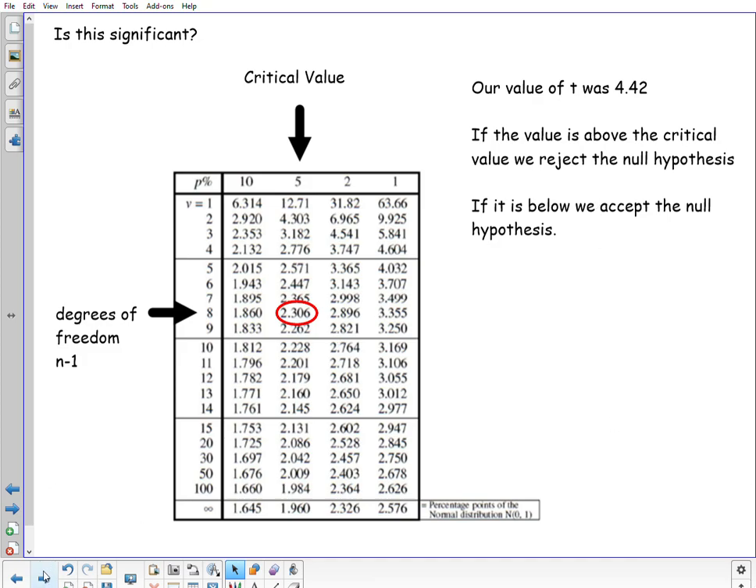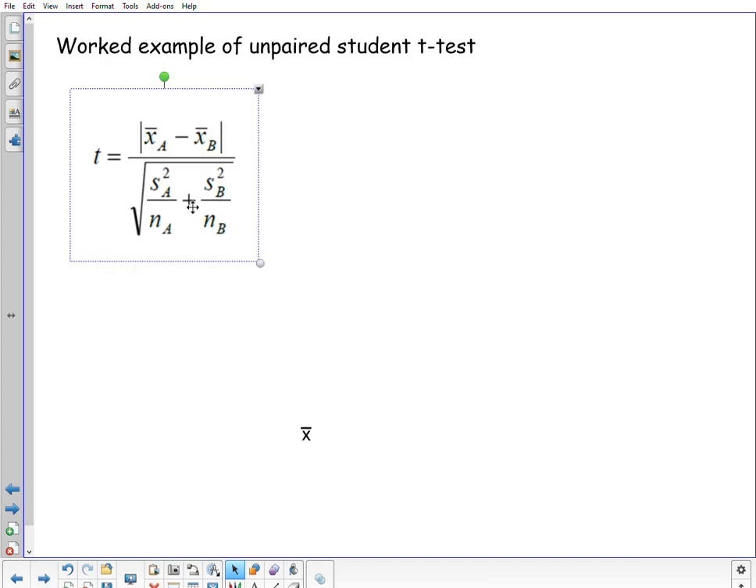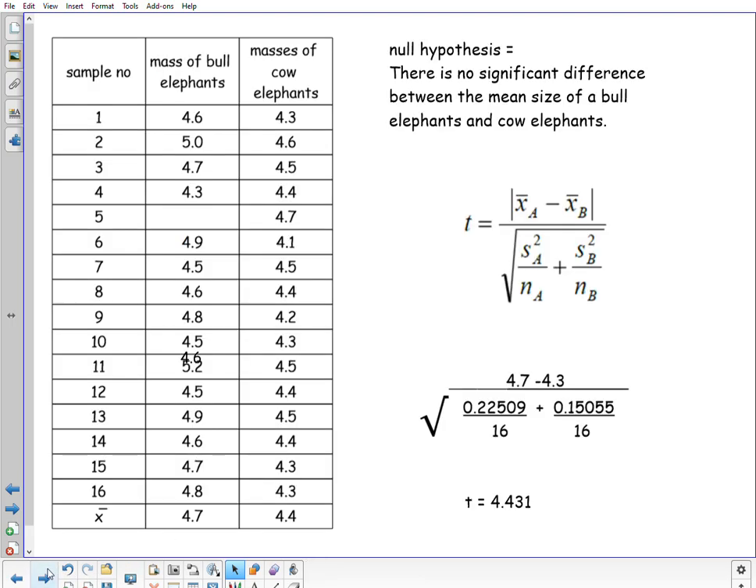Moving on, we then have the unpaired student t-test. And this is where we have different groups of individuals that have contributed the data. So we might be looking at, as I said, the means of a group of plants that have grown on loam soil or clay soil. Or we might be looking at the height of plants grown in the sun or the shade. Now for this particular example, we're looking at the mass of elephants.